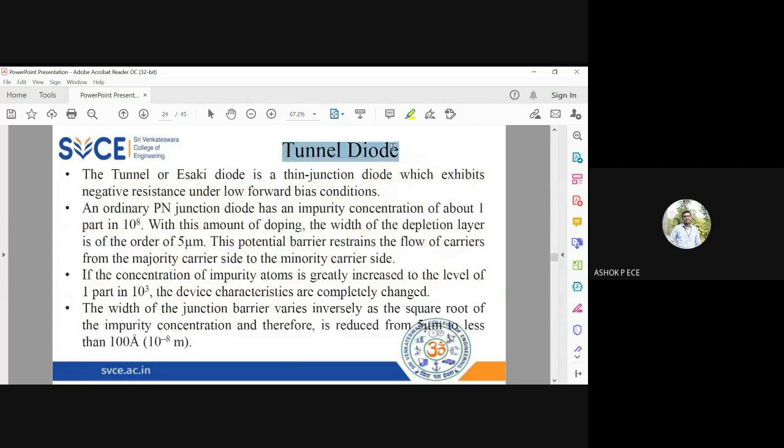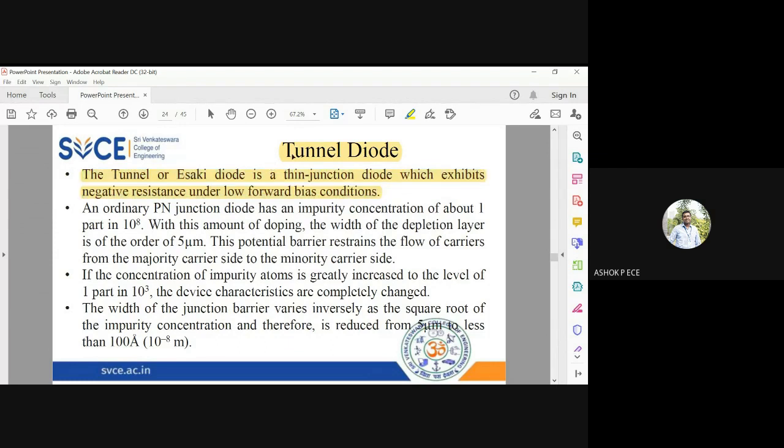Diode. This is also one of the very important ones. So whatever diodes you're seeing after the Zener diode are very important from an application perspective. Okay, so this is called a tunnel or Esaki diode. It's a thin junction diode which exhibits negative resistance under forward bias condition.